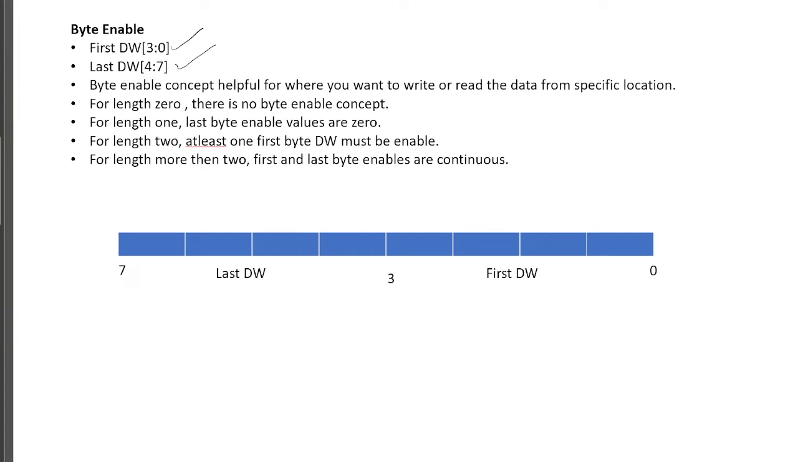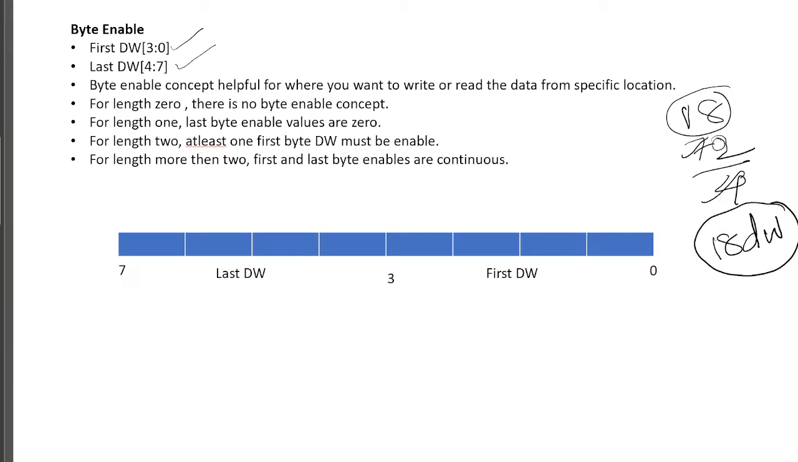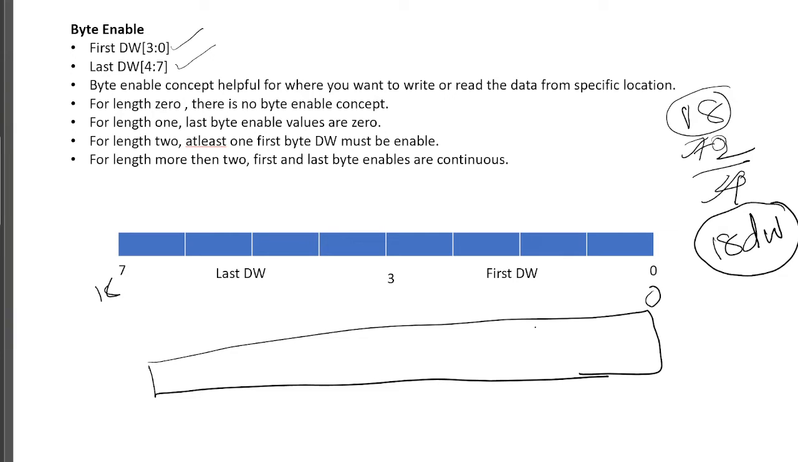Let us take one example. Let us say you want to read 70 bytes, and let's take it as 72. One double word is 4 bytes, so 4 ones are 4, 4 twos are 8, which gives 18 double words. Let's take it as a read of the data. Let us assume you have a memory from 0 to 18, with 18 double words of data.